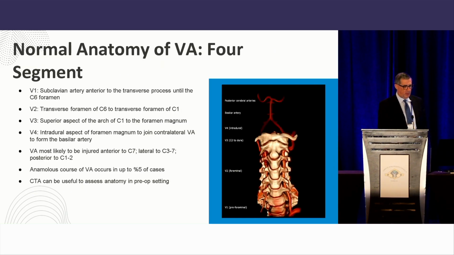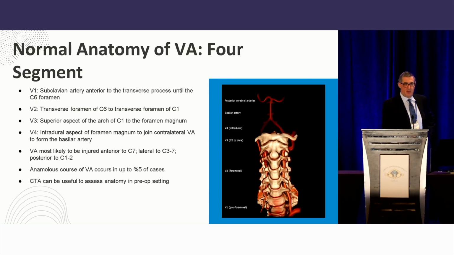So this is a quick review of the normal anatomy. V1 is from the subclavian artery to the transverse process at C6. V2 is from C6 to the transverse foramen of C1. V3 is the superior aspect of the arch of C1 to the foramen magnum, and then V4 is the intradural part.